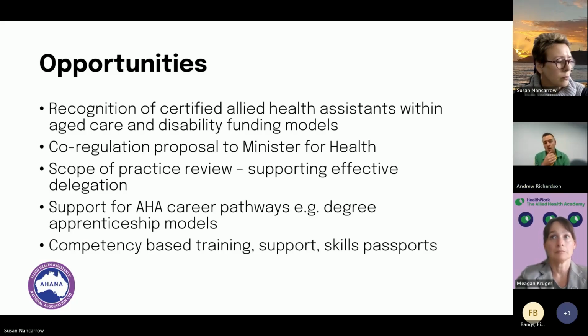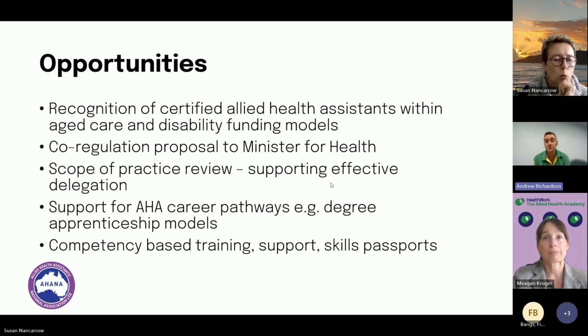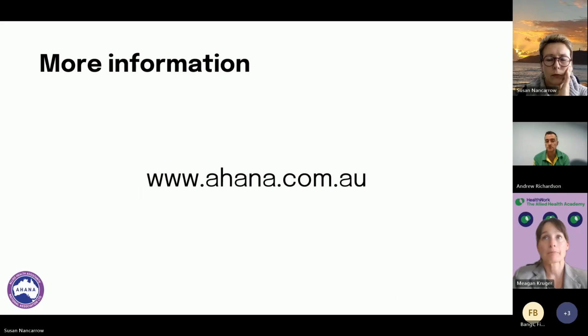We've taken part in the primary health scope of practice review and supporting effective delegation for allied health assistants. We're supporting the AHA career pathways and trying to coordinate with VET and tertiary institutions to set up degree-type apprenticeship models so that they can use the role of the allied health assistant to improve the amount of clinical experience they can get while they study, while they're receiving employment, while they're completing their qualifications. And then, of course, competency-based training support, skills and skills passports.